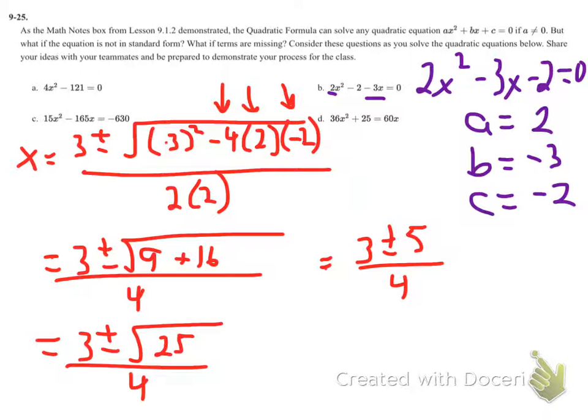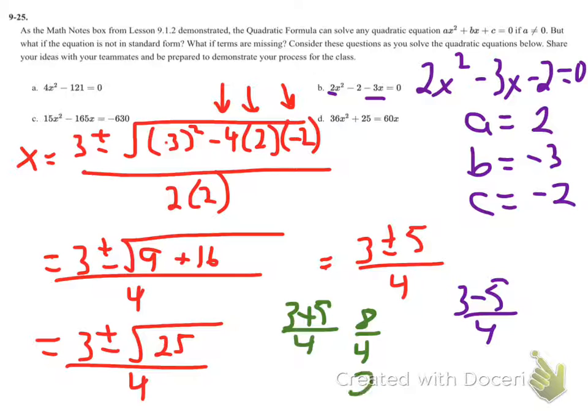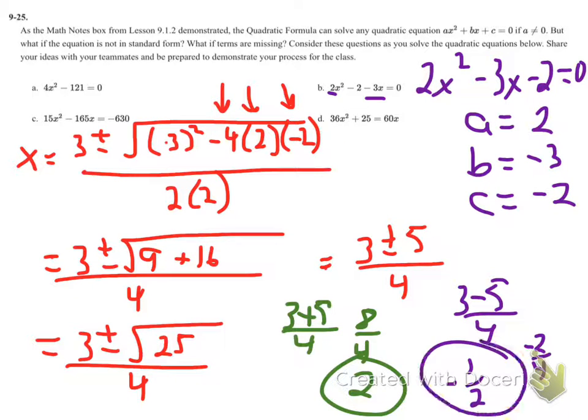Separating those, I have 3 plus 5 over 4, and I have 3 minus 5 over 4. The green problem is 8 over 4, which is 2. The purple problem is negative 2 over 4, which is negative 1/2. So my solutions for problem B, x equals 2 and negative 1/2. Taking a look at problem C.